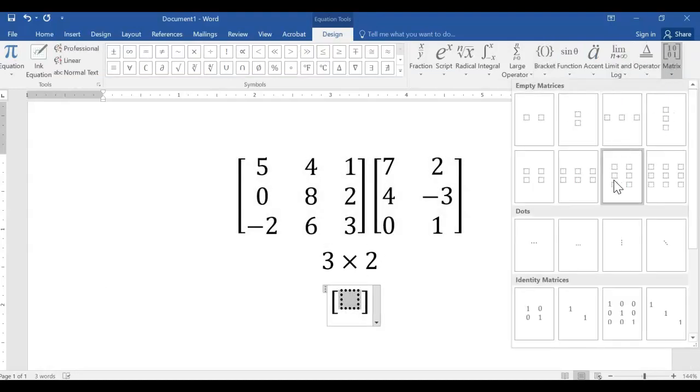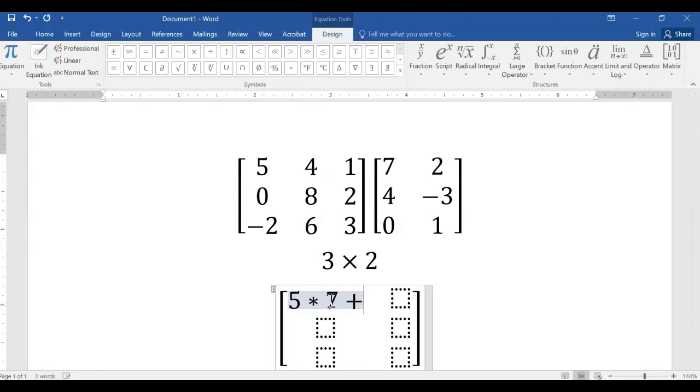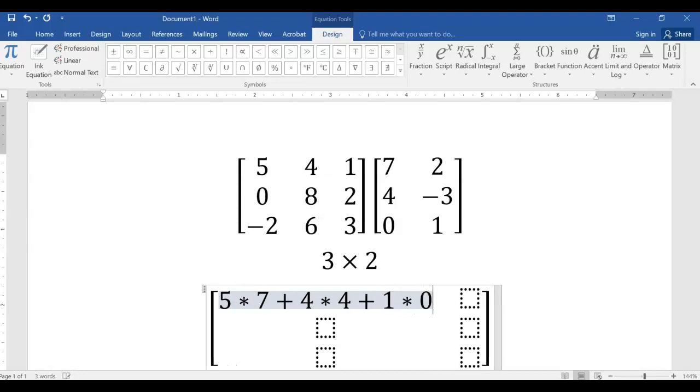And each of the entries is going to come from one row of matrix, what I'll call matrix A, times one column of matrix B. So let's take the 1-1 entry. We're going to take first row times first column. That's going to be a 5 times 7 plus 4 times 4 plus 1 times 0. So again, 5 times 7, 4 times 4, 1 times 0. Think about rotating this row 90 degrees and multiplying each entry by the columns over here.